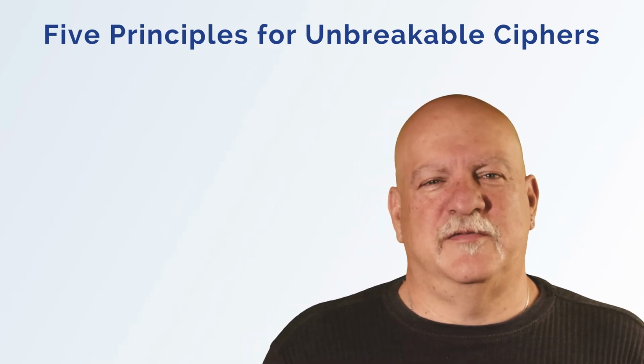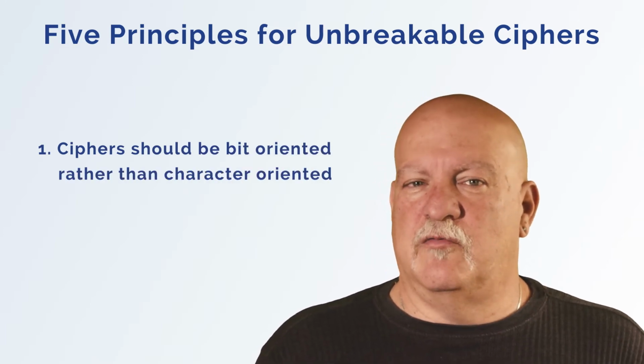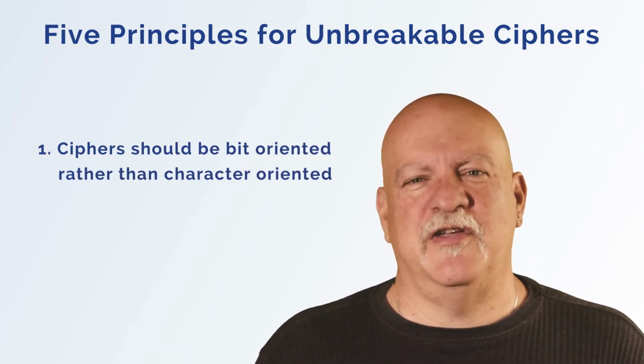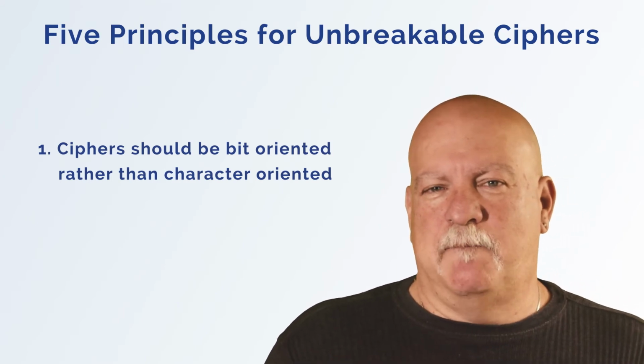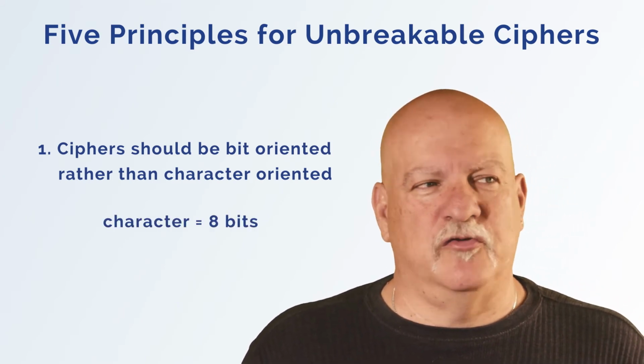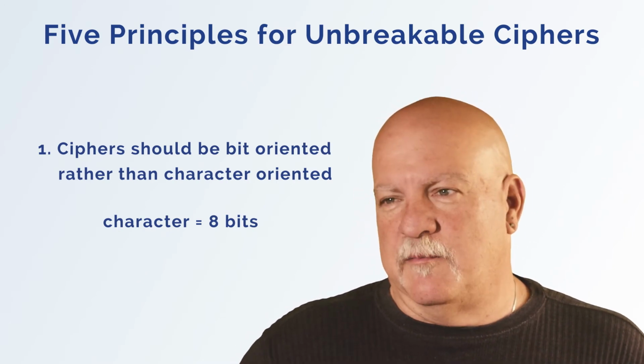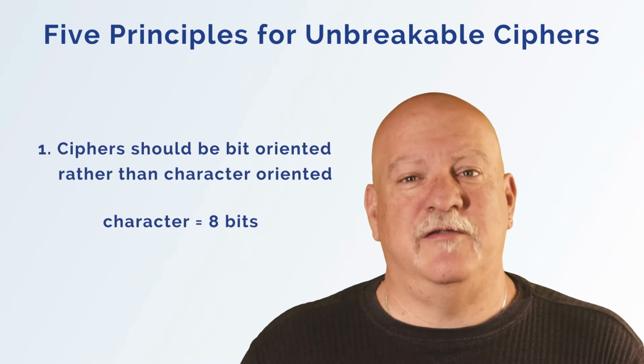The first of these principles was that ciphers should be bit-oriented rather than character-oriented. Now think about this for a second. A character is represented in a computer as 8 bits. So just by making something bit-oriented, we've increased the complexity of our system 8-fold.